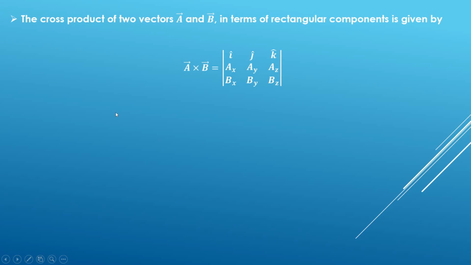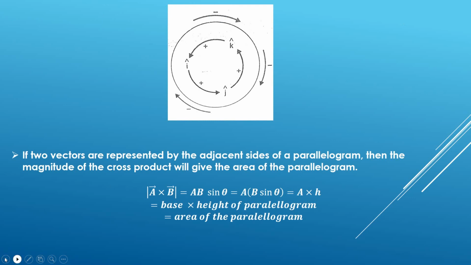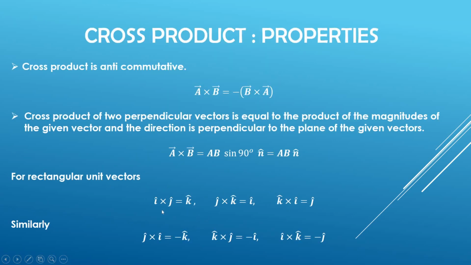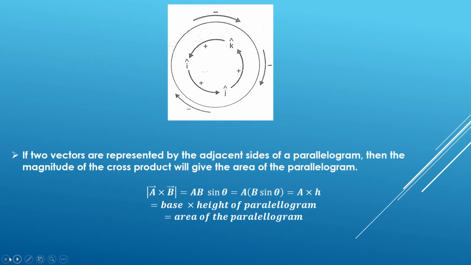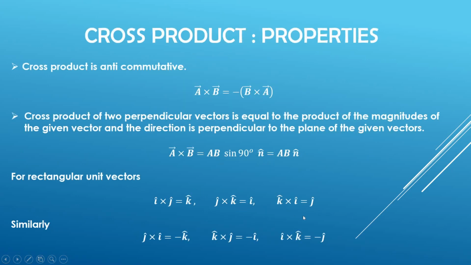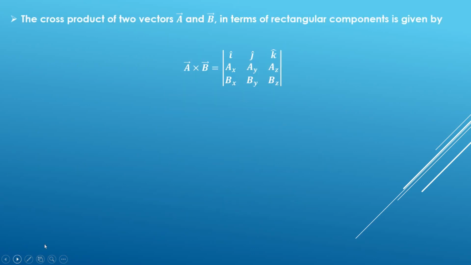And if we perform the cross product of two vectors, A vector and B vector, which are given in rectangular components like Ax, Ay, Az, Bx, By, Bz, the cross product is given by this determinant. You can find on the internet how to expand this determinant. And if you perform the cross product rigorously, using these properties and i cap cross i cap equals 0, j cap cross j cap equals 0, k cap cross k cap equals 0, you will get a result equal to this determinant.